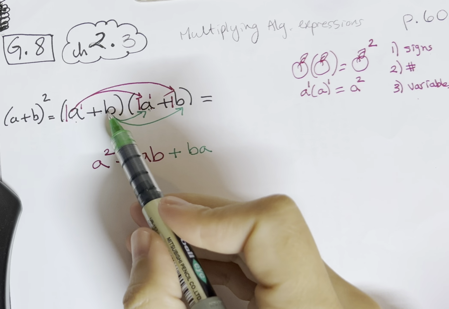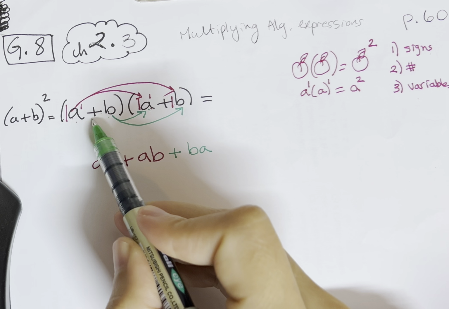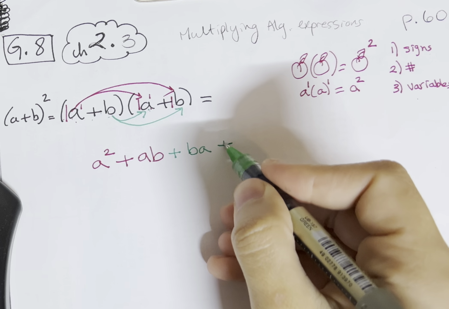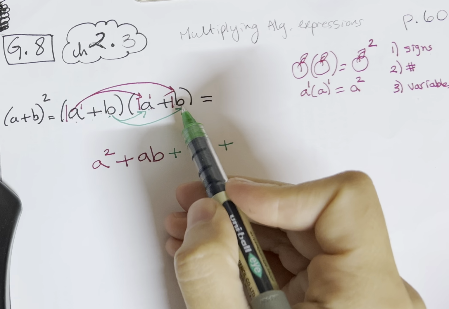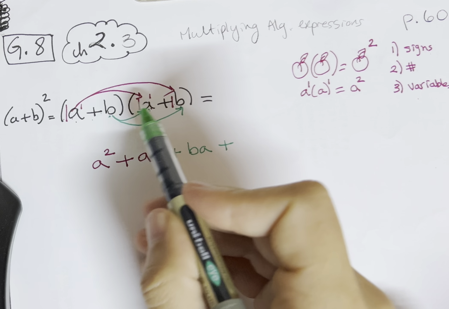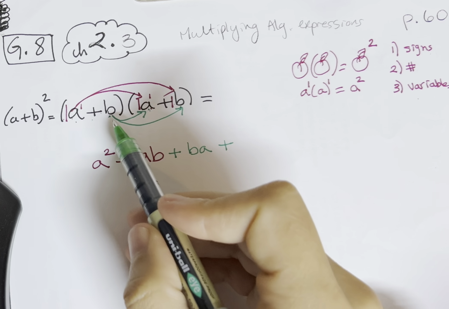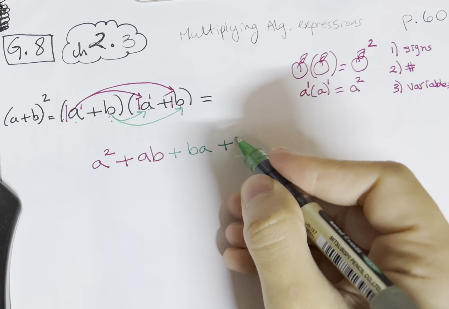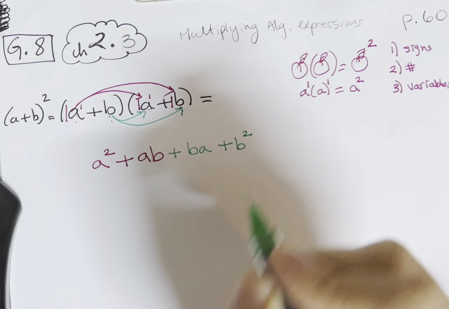Now, the second arrow, positive times positive, it will give me positive. b times b, okay, the coefficient here is 1, that's why I didn't say 1 times 1. b times b will give me b exponent 2.